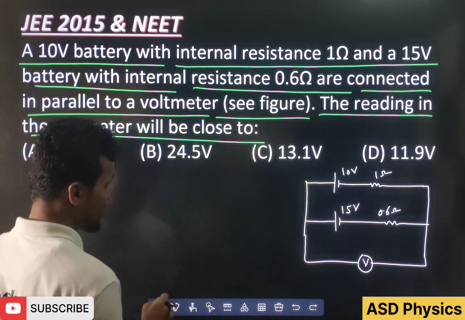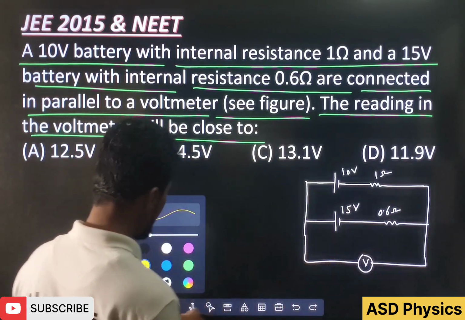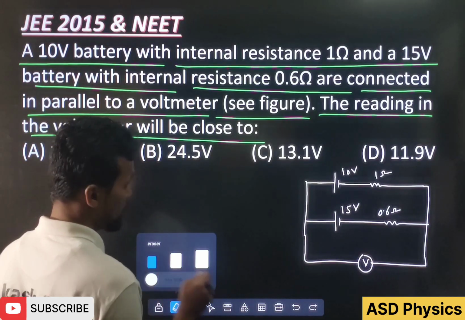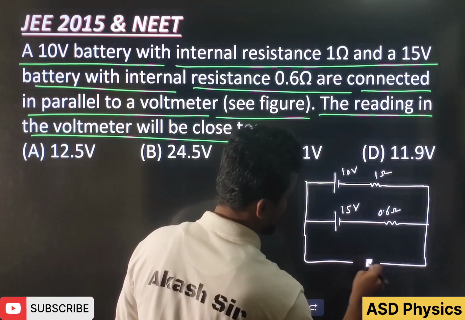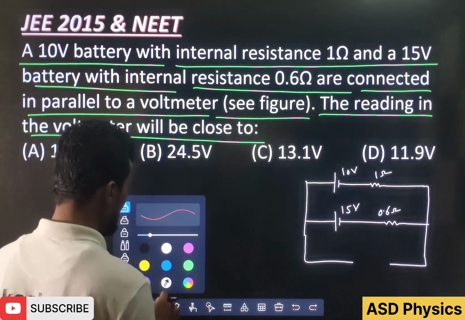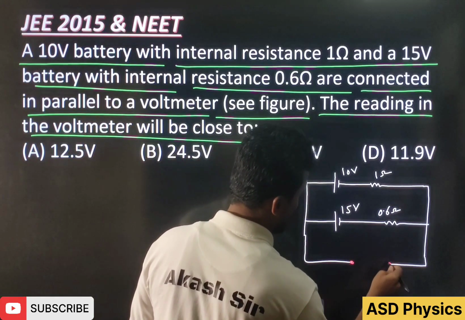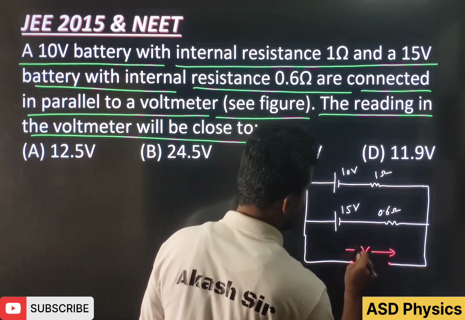Okay, so what will happen here? This voltmeter will be removed here. Now this voltage is there. Now I will remove it here. An ideal voltmeter means this will become the open circuit here. Now this will become the open circuit, and this voltage we have to measure.